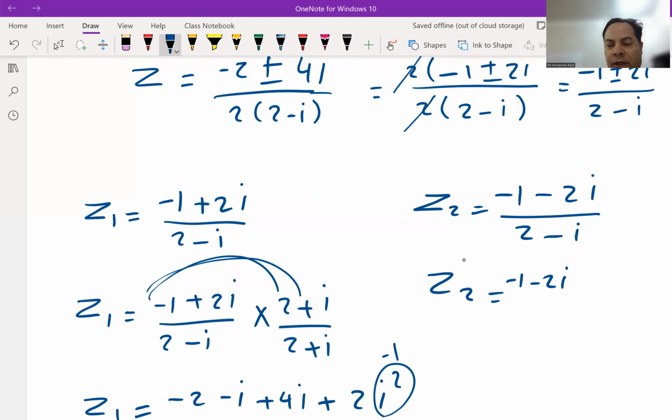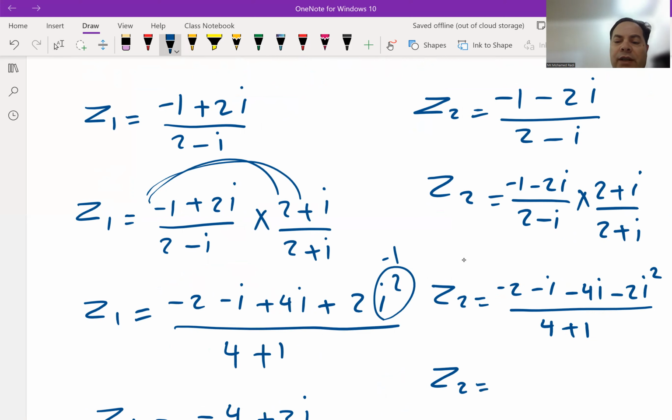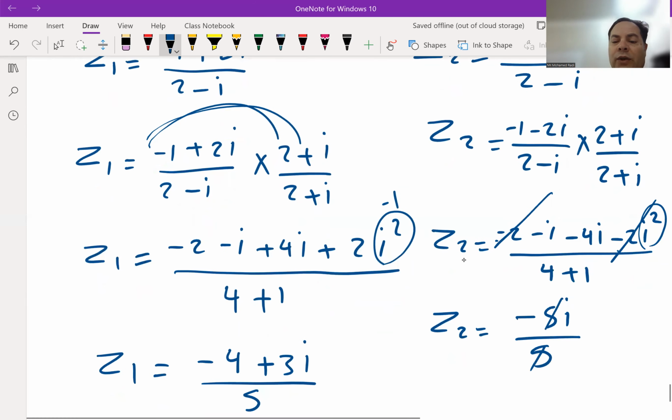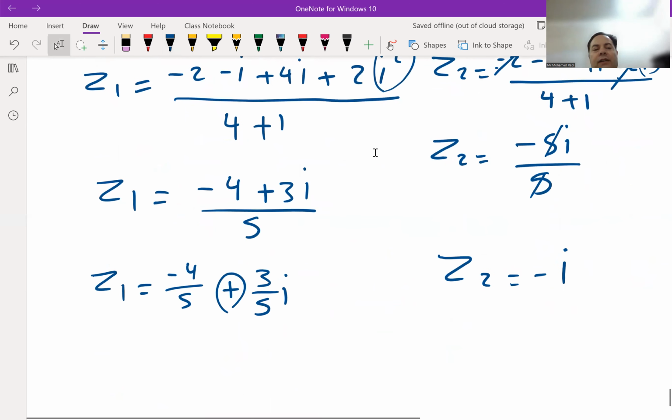1 minus 2i, divided by 2 minus i, multiplied by 2 plus i over 2 plus i. Simplify more. Z2 is minus 2, minus i, minus 4i, minus 2i squared, divided by 4 plus 1. So Z2 is equal to, i squared is equal to minus 1, minus becomes plus, this part cancels, minus 5i divided by 5, simplify more. So Z2 is equal to minus i. It's not the conjugate. This is the final answer for part 1.